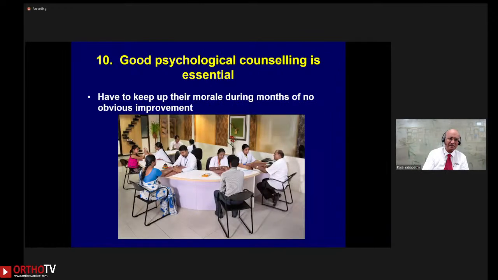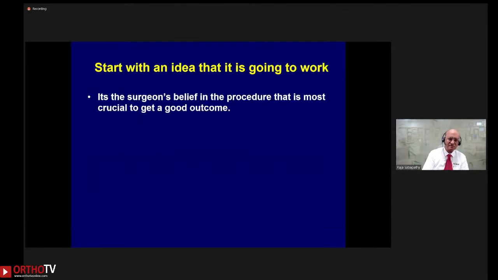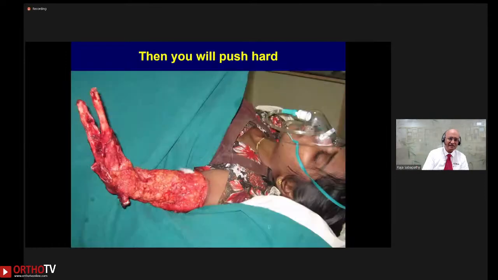And point number 10 is that good psychological counseling is very essential, because it takes more than a year to get a good result. So at that time, you need to keep up their morale. In outcome, we have found 60% of them fall into grade 1 and grade 2, and only 20% in grade 4. So that means it's worth doing it. We need to start with an idea that it's going to work. It's the surgeon's belief in the procedure that's most crucial. Then you push very hard.